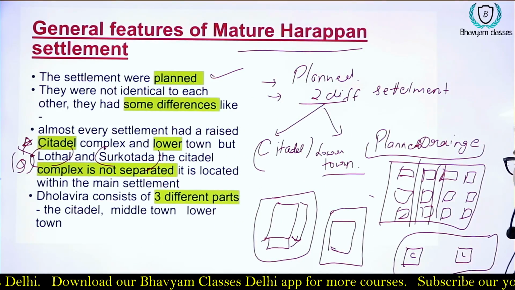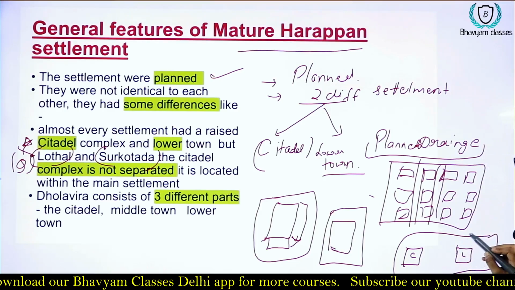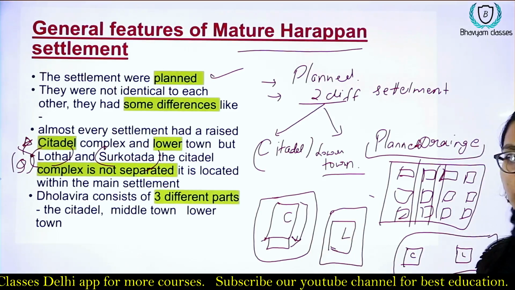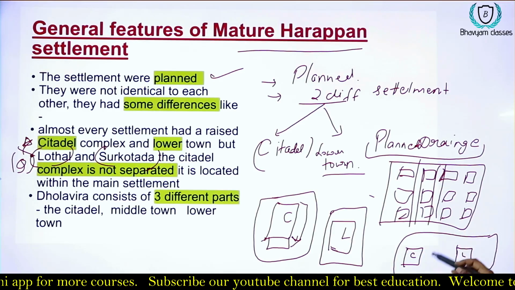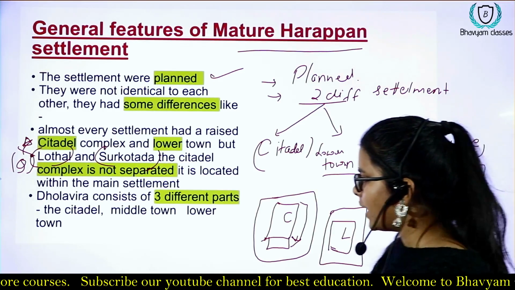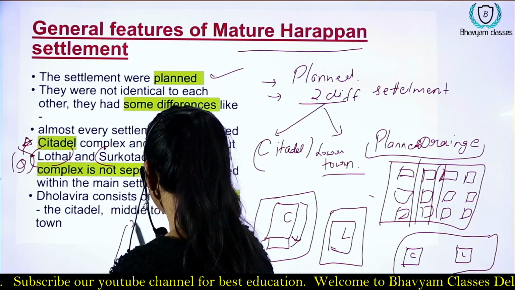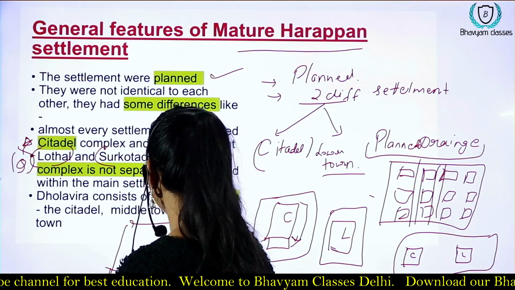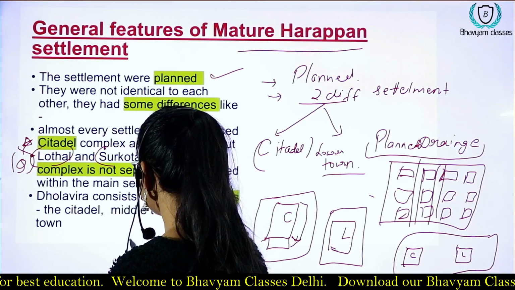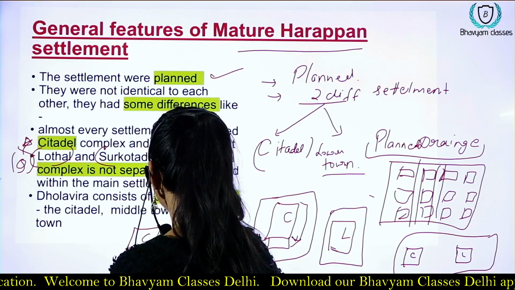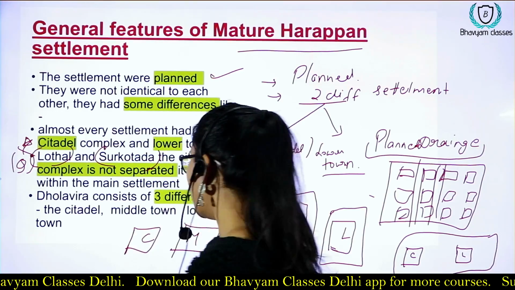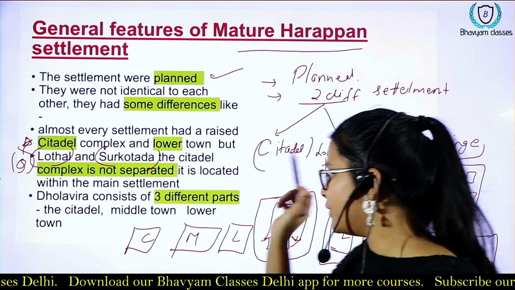Now we come to Dholavira. So I told you, the citadel was fortified and the lower town was fortified. Fine. But in Dholavira, what happened? We find three different settlements. One is your citadel, another is your middle town, and another is your lower town. Fine. So this makes Dholavira very important.